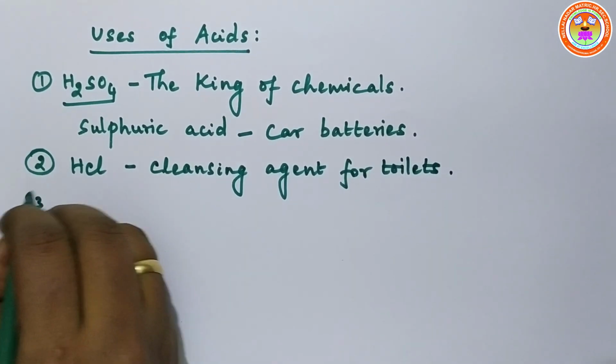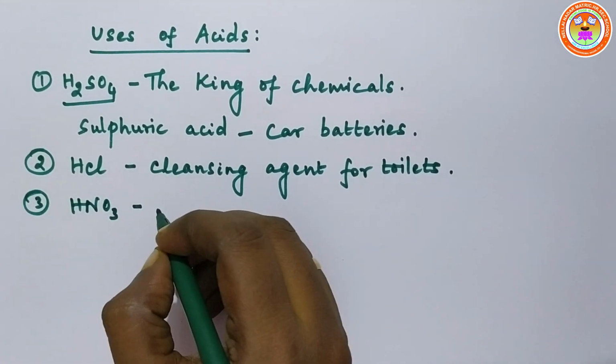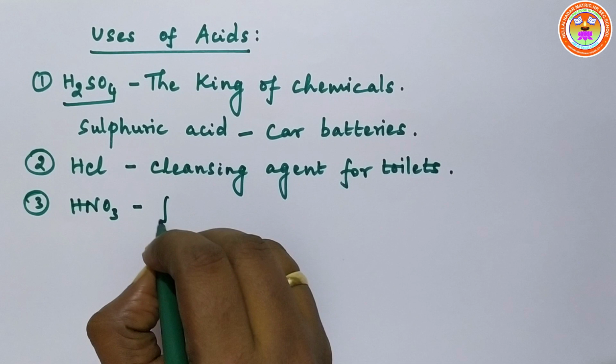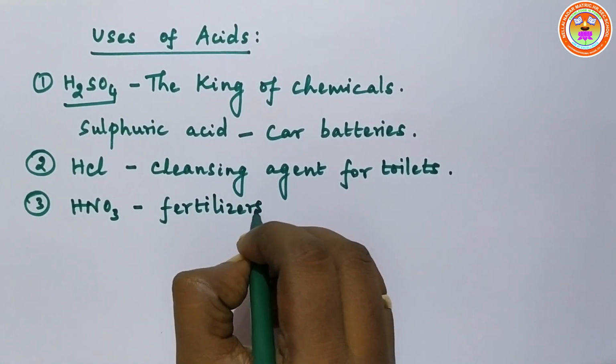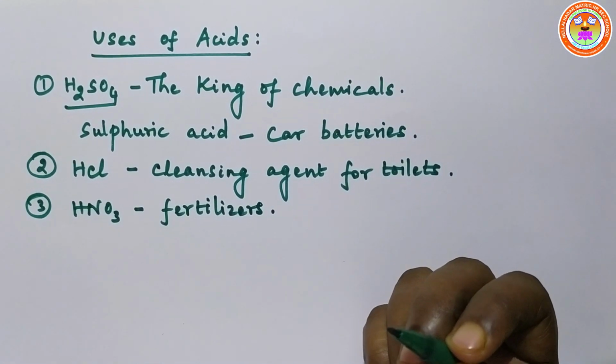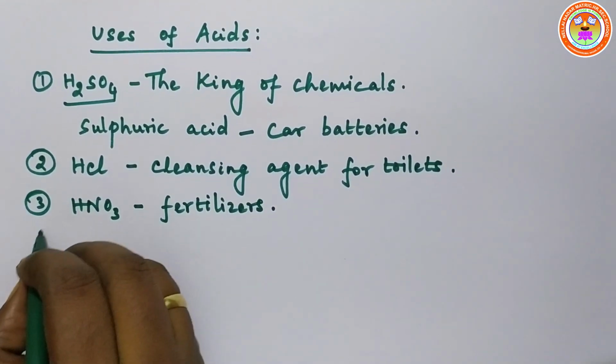Nitric acid. The next acid is nitric acid. Nitric acid is used in the making of fertilizers, mainly fertilizers.